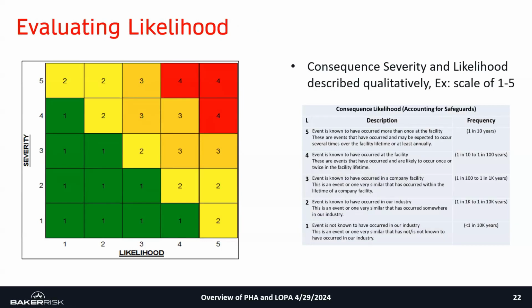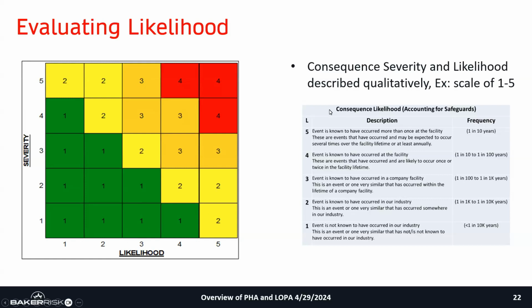So those were a few of the PHA methodologies that are used in PHAs. For all PHAs, after you identify the cause and the consequence, they'll go through and evaluate likelihood. So on the left-hand side of the slide, you see an example of what we call a risk matrix. On your y-axis, you have severity or consequence. And then on the x-axis, you have likelihood or frequency.